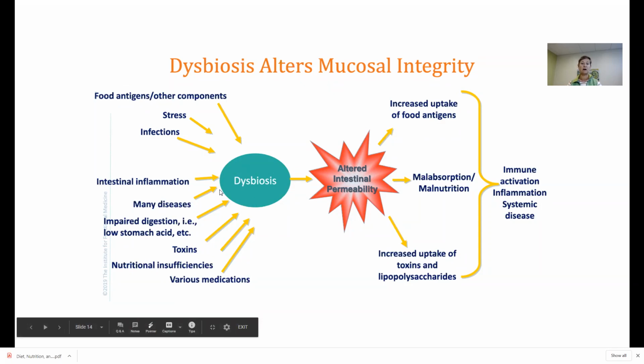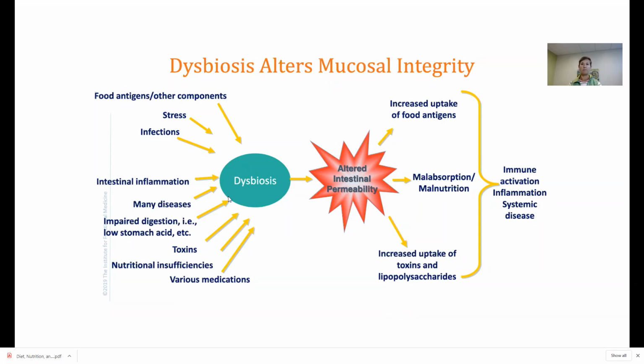So if we do end up with this altered microbial balance, then we get more gut permeability problems. And now we're increasing our risk for malabsorption and malnutrition. We're increasing our risk for food sensitivities or allergies. We're also getting more toxins in our system. This can play a role in our cholesterol. And so basically our immune system gets activated. We've talked a little bit about food sensitivities in previous talks, but this ties things together, if you will.